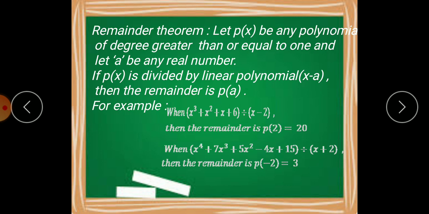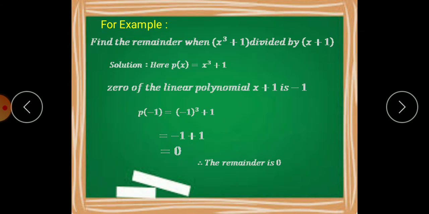As in the previous problems we have seen, when the first polynomial is divided by x minus 2, p of 2 was the remainder, that is 20, and when the second polynomial was divided by x plus 2, the 0 is minus 2 and p of minus 2 is 3. So we understand that instead of doing the whole division process, this remainder theorem tells you how to find the remainder easily. Now let us do one example where you are asked to find the remainder when x cube plus 1 is divided by x plus 1.